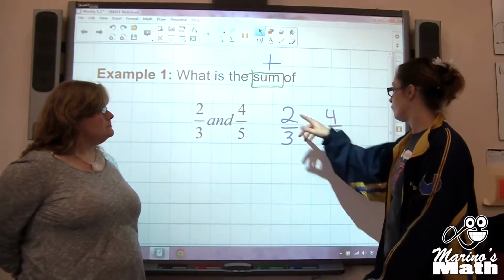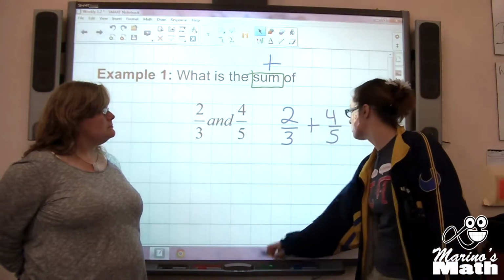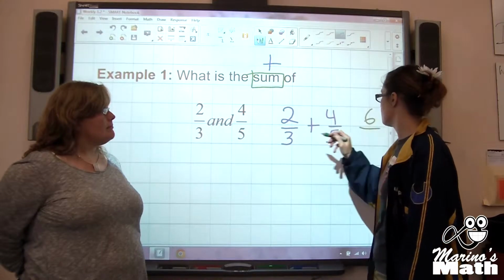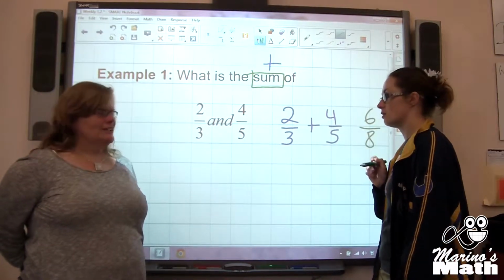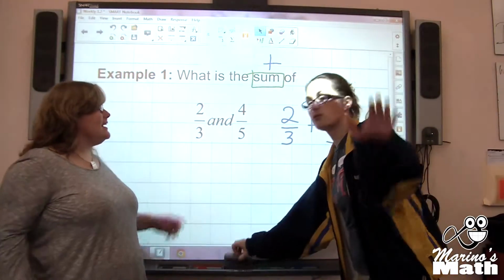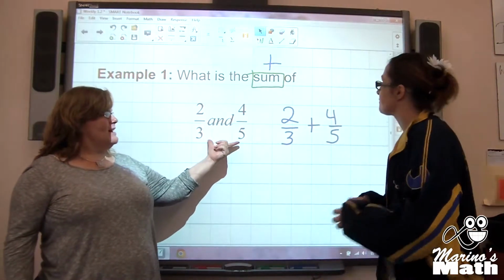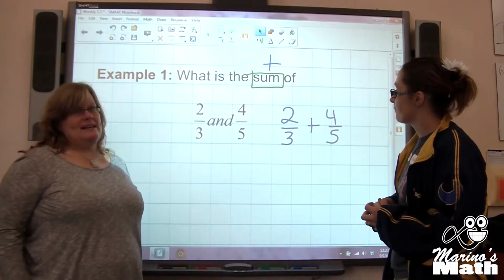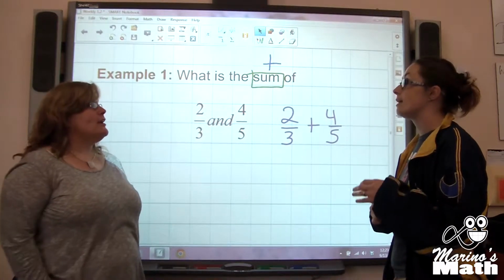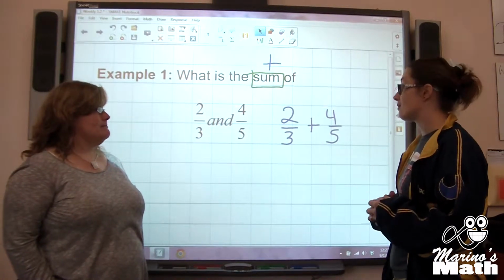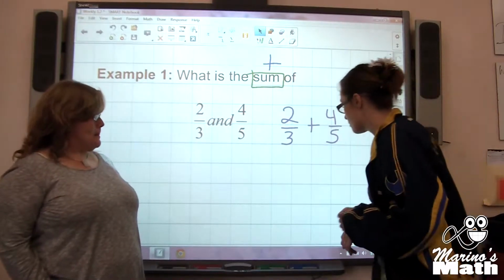Can I just add them? 2 plus 4 is 6. 3 plus 5 is 8. No, that doesn't work. Erase that. Don't do that. You have to make the denominators, the numbers on the bottom, be the same before you can add. You can never add until they're the same. Like denominators? Yes. I think I remember something about this.